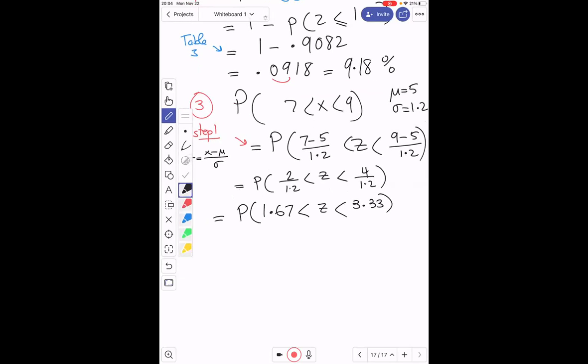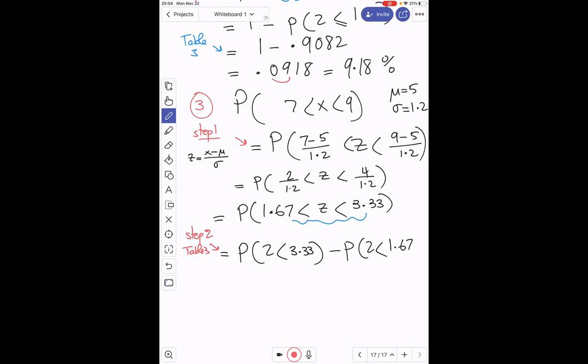Now, next step. We're going to try to use the table. Step 2, use table number 3. First, we need to understand that this is the probability that z is between 2 numbers. So if z is between 2 numbers, then that will be the probability that z is less than the largest number, which is 3.33. So that's the area to the left of 3.33 minus the area to the left of 1.67.